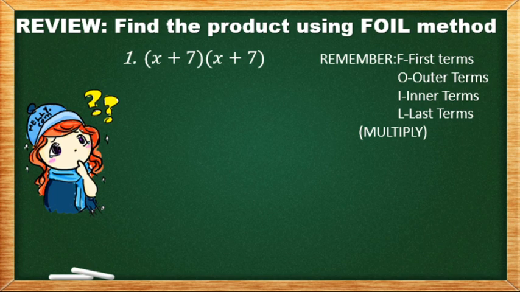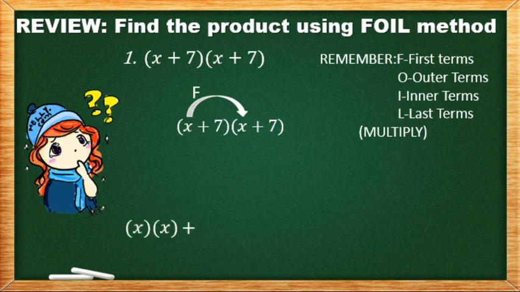So, using FOIL method, first terms muna tayo. What is the first term of the first binomial? X. The first term of the second binomial is x also. So, ito yung itsura ng first terms. I-multiply daw natin yan. So, that's our F. So, x times x plus outer terms daw.